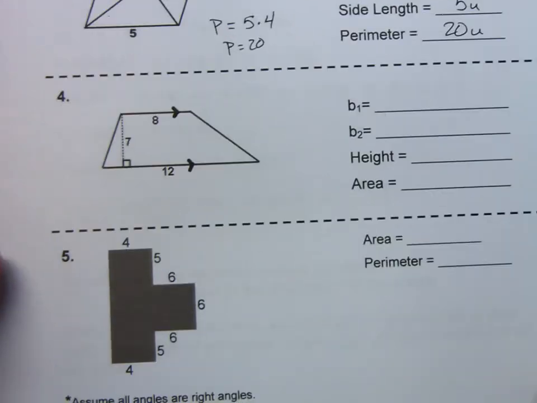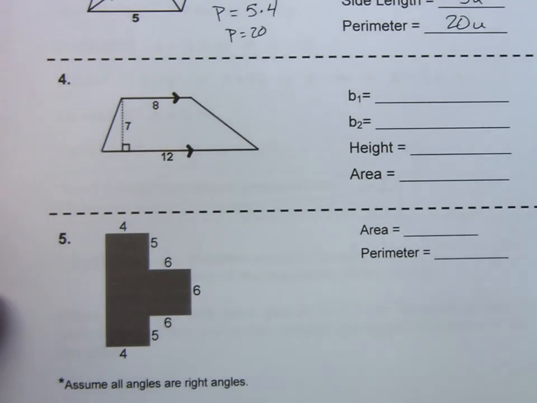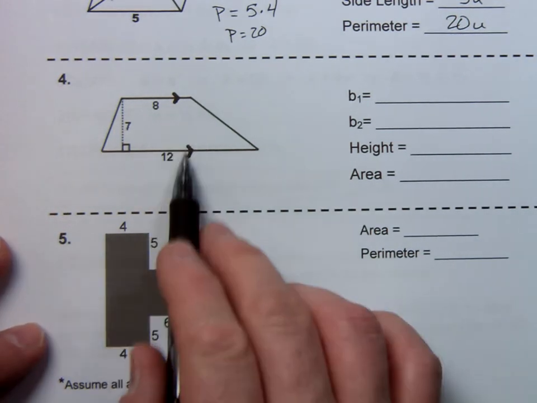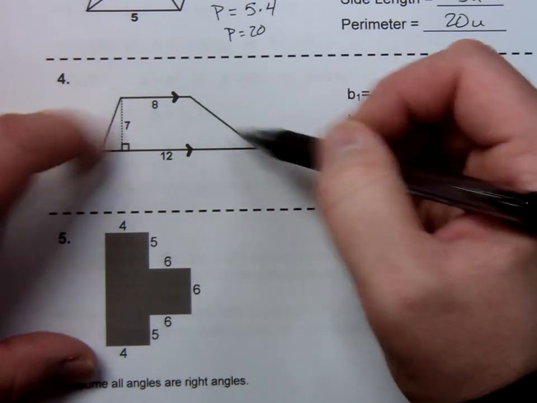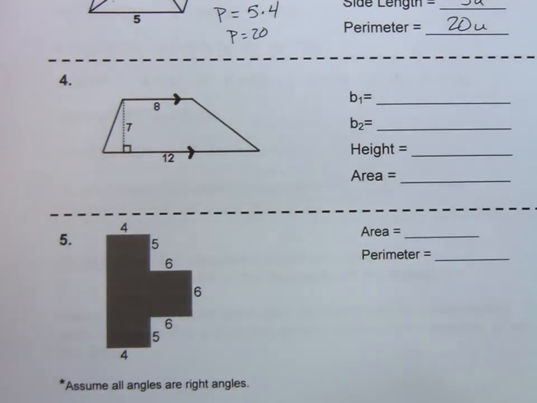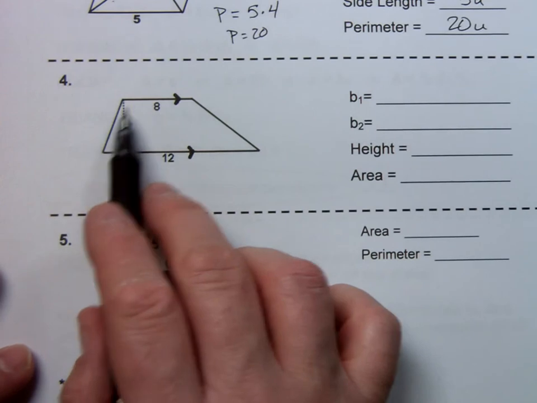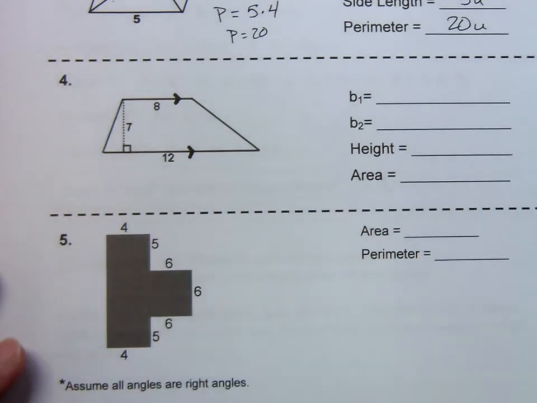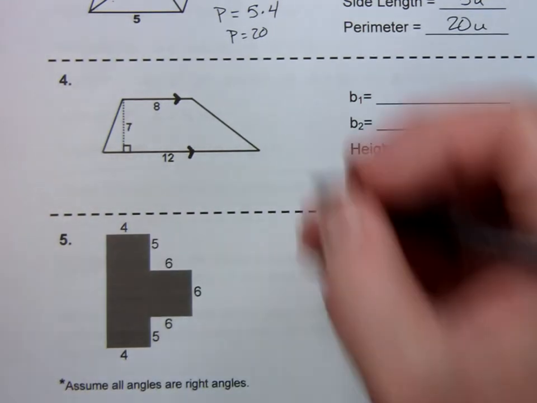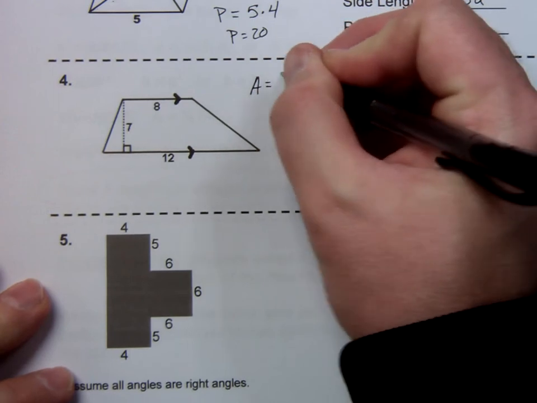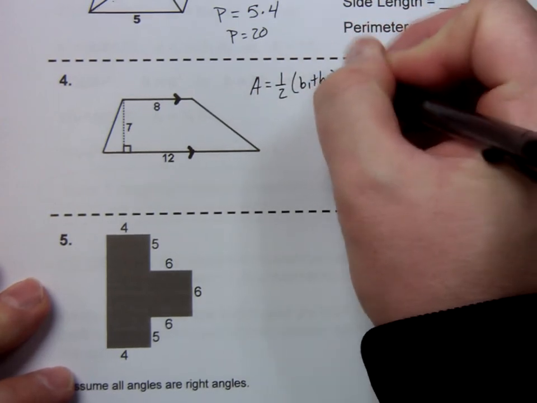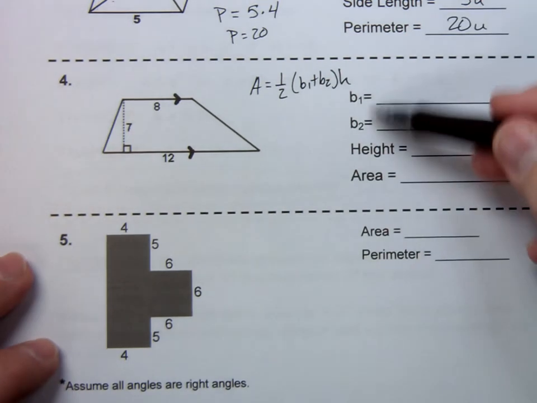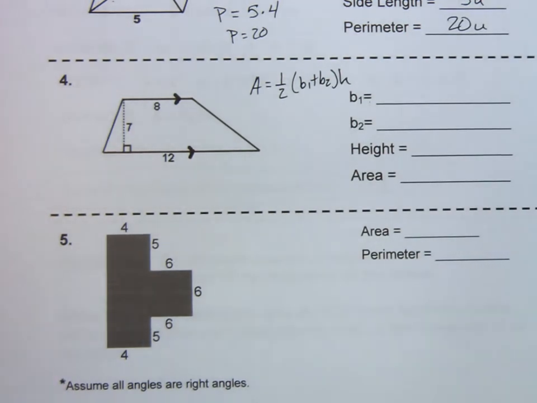All right, example 4. We are looking at a trapezoid, and I know it's a trapezoid because these arrows tell me that these sides are parallel to each other, while I can tell that these sides are not parallel to each other. So a trapezoid is a quadrilateral with one pair of parallel sides. So we're dealing with a trapezoid, so the area formula is 1/2 times the sum of the bases times the height. So we need the bases and the height before we can get the area.